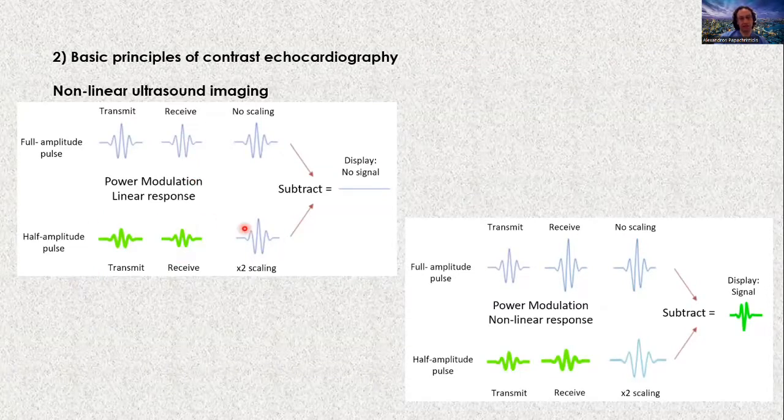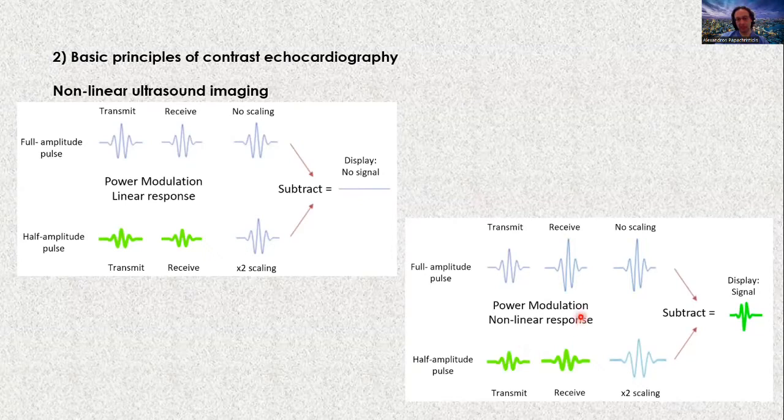So when these are received by the machine, we apply what we call post-processing, which has two steps. The first step is to scale the pulses. We multiply every other pulse with the half amplitude by 2, which makes it full amplitude. Then we subtract one from another, and we cancel the signal we receive. So we know the signal.